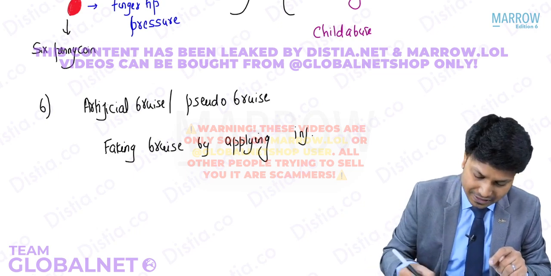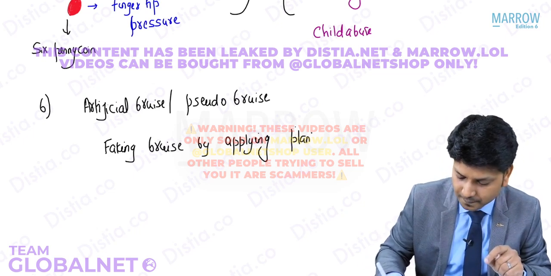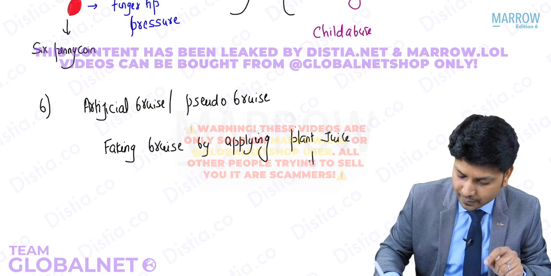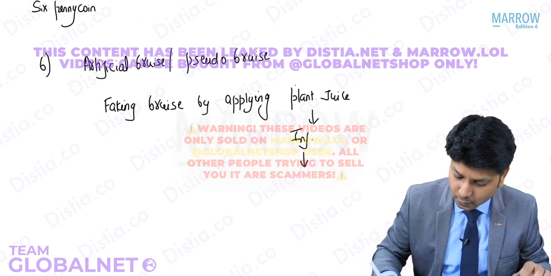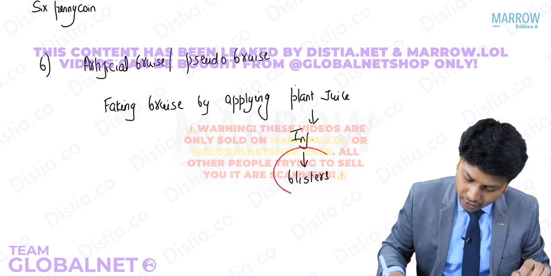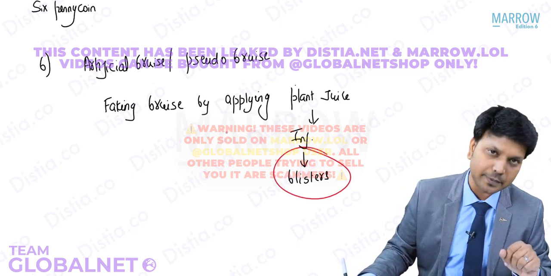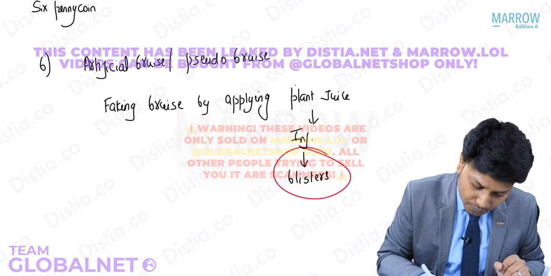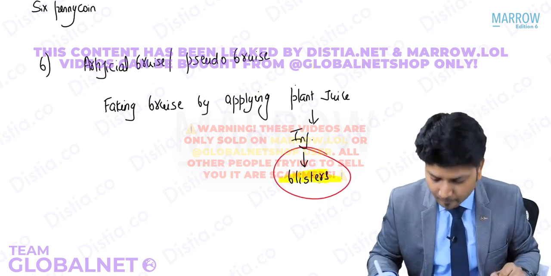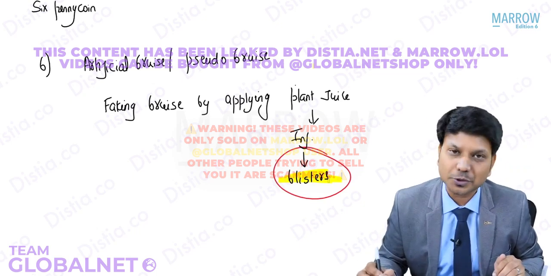When they apply some plant juice which can cause inflammation, it will resemble a blister, and people will use it as an artificial bruise. The plant juice produces inflammation, and when you have inflammation, you will have vesicles, that is blisters, and people use this for malingering, for faking purposes. And as I told you, I've given you the keyword to differentiate: in a true bruise, we never find blisters, but in a pseudo bruise, we find blisters.